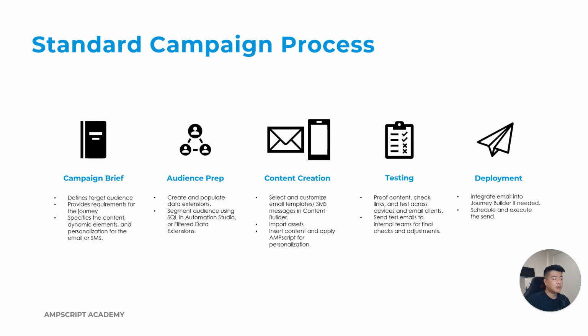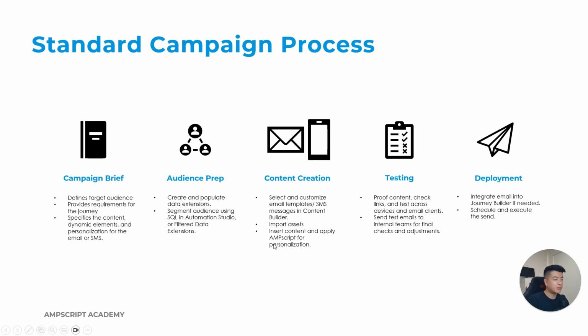The third section is the content creation. Once you have your audience, then you actually create your email or SMS message. So you go into Content Builder or Email Studio, drag in your template, drag in your content blocks, build out the actual copy, insert the images, and insert the AMPscript. This middle section is where you play around with AMPscript, because now that you have your data, you want to retrieve that data and display it and make it dynamic within the email template or SMS message.